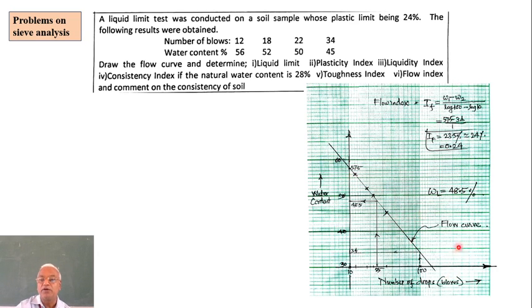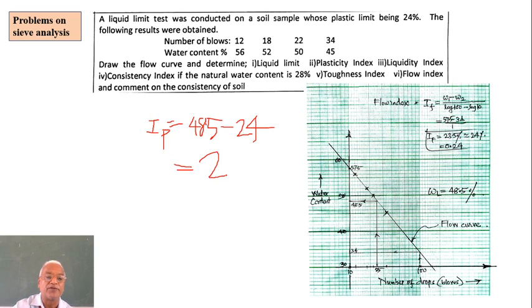Okay, this line is called flow curve, and plasticity index is WL minus WP, IP. You know all this now. WL is 48.5 minus plastic limit 24, so this comes out to be 24.5. So plasticity index is 24.5. Now liquidity index, consistency index, etc. you can solve, because I have already solved those in earlier problems. Those formulas you have to use, right? The new matter over here is how to plot the graph and then how to find out liquid limit. Okay, we'll go further.